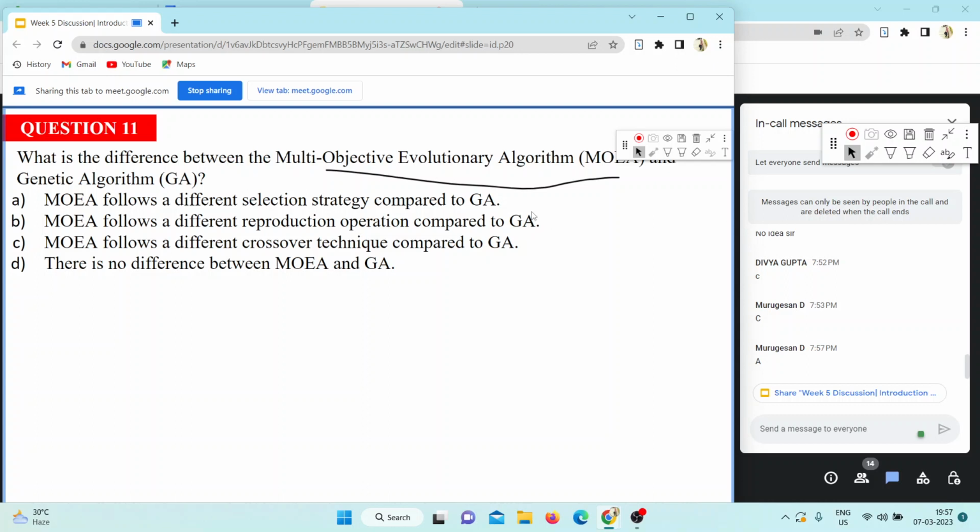Okay, Murugesh is telling A. Any other guesses from anyone?